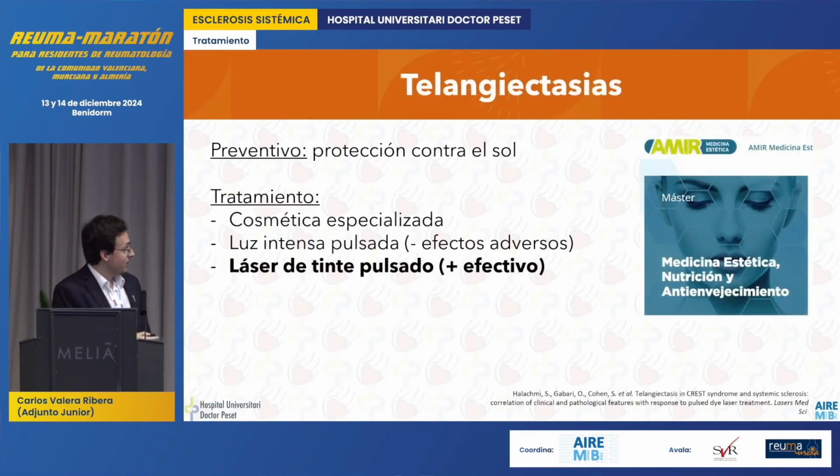For telangiectasias, just remember that the triple pulsed laser is the most effective, and non-laser light, intense pulsed light, has the fewest side effects.